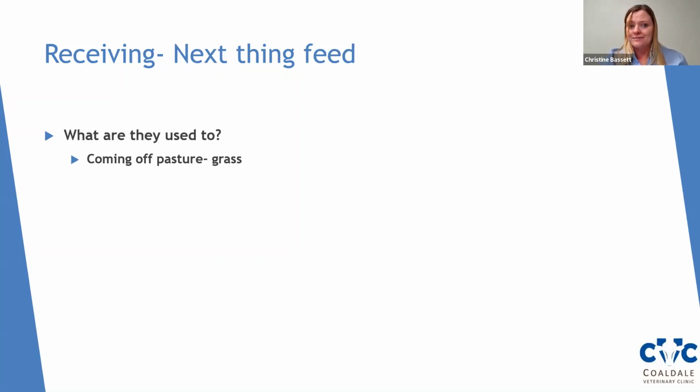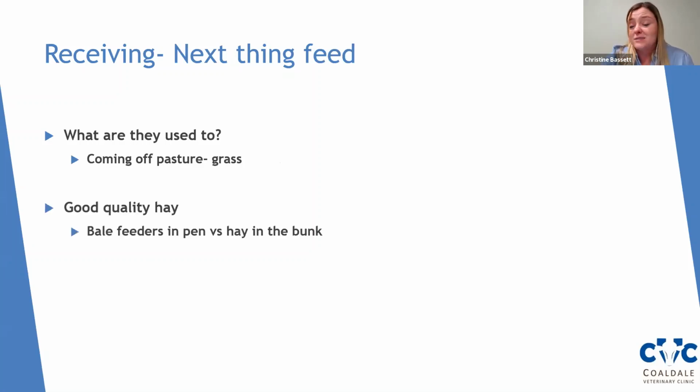So next thing to focus on is feed. First things first, what are they used to before? Generally, they're probably coming in off of pasture, so they're probably more used to grass. As such, it'd be a good idea to provide them with some good quality hay, kind of give them that taste of home, a bit of comfort. So whether that's bale feeders in the pen to reduce waste or hay in the bunk to encourage those calves to say, this is where your new lunch table is. But always remember, we need to get them to the bunk eventually.